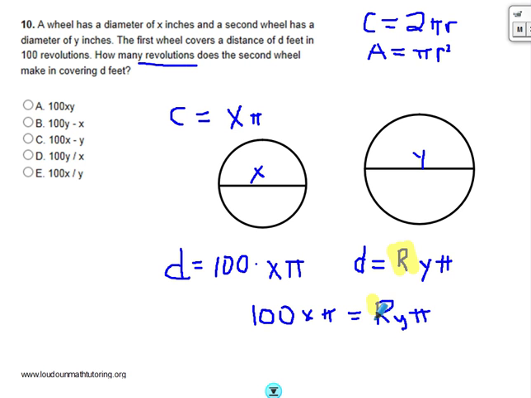Again, we're trying to get r by itself, trying to solve for r. Notice there's a pi on both sides. If we divided both sides by pi, those would eliminate. Now to get r by itself, we would just have to divide the right-hand side by y, the left-hand side by y. Those would cancel, so r would equal 100x divided by y, which turned out to be answer E.